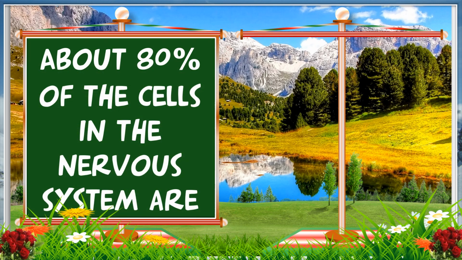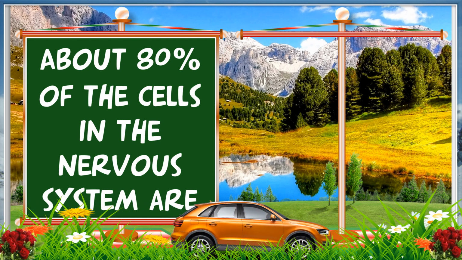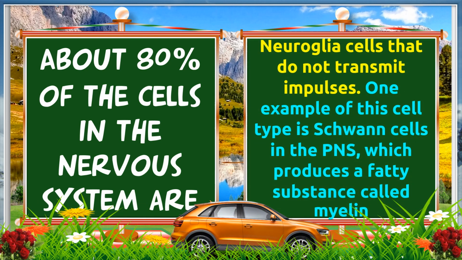About 80% of the cells in the nervous system are neuroglial cells that do not transmit impulses. One example of this cell type is Schwann cells in the peripheral nervous system, which produce a fatty substance called myelin.